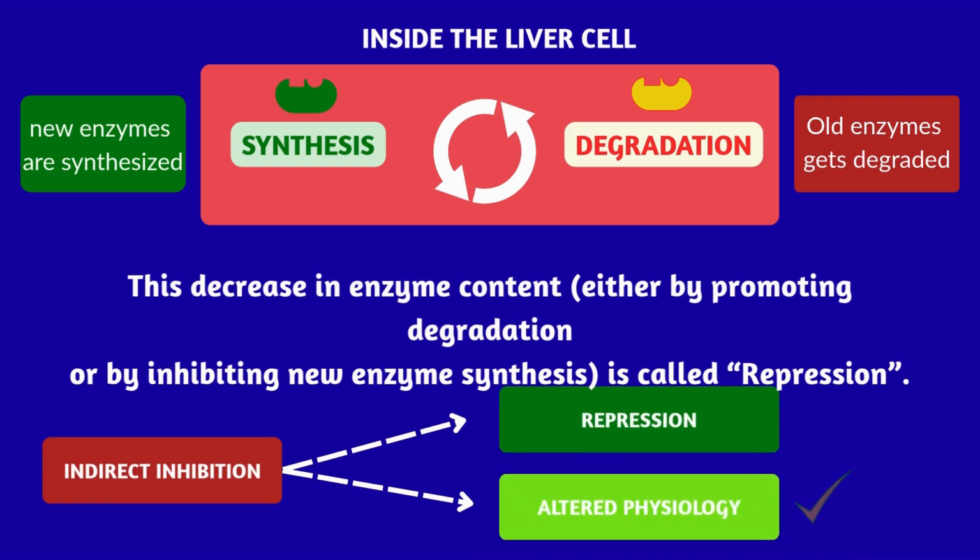Now, let's see about altered physiology. Due to nutritional deficiency or hormonal imbalance, enzyme inhibition happens. This is an indirect inhibition mechanism.